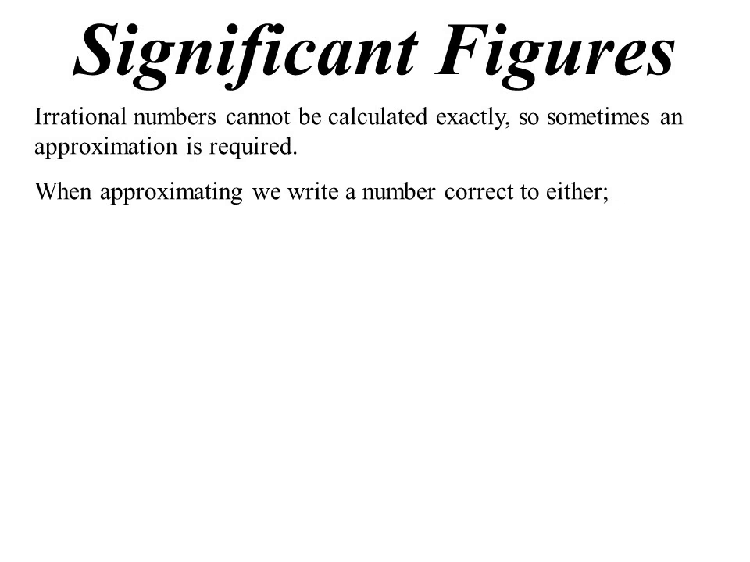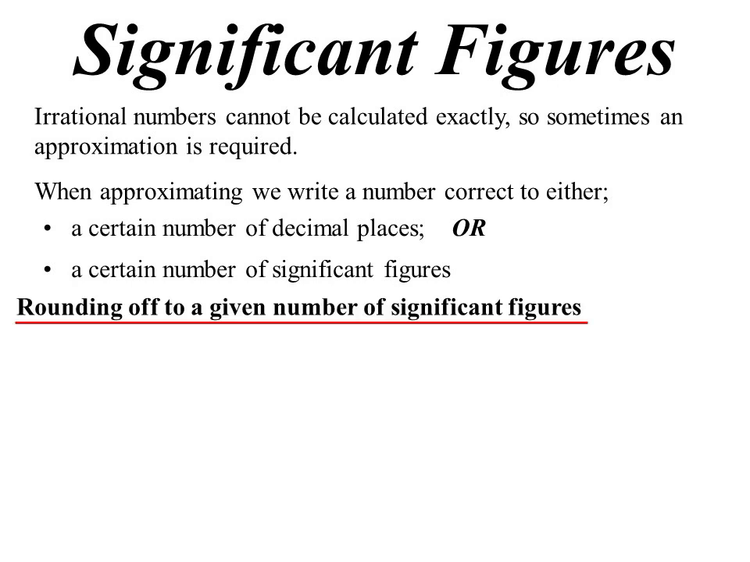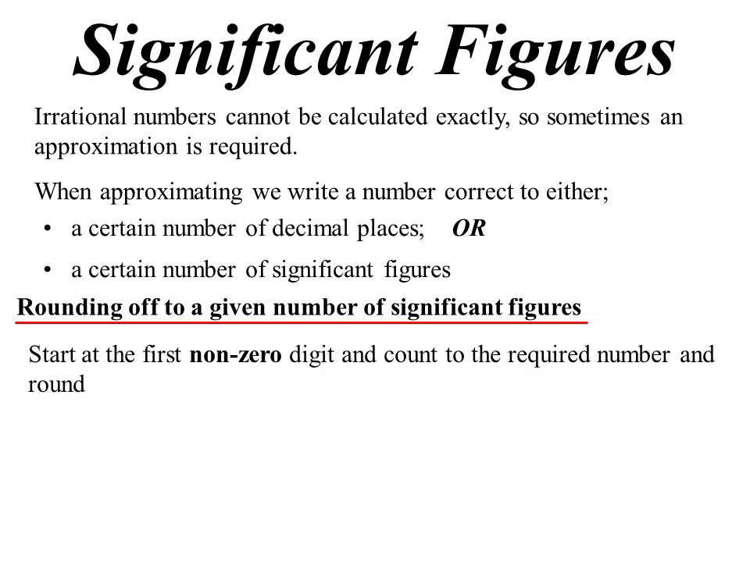So when approximating a number, we could write it to a certain number of decimal places. That's usually the easiest way of doing it. However, in science, that's probably not the best way of doing it. Significant figures is probably a better way of doing it. So we would prefer a certain number of significant figures in scientific things. How do you round off? Well, it's exactly the same. But the only difference is, instead of starting at the decimal point, you start at the first non-zero digit and then count the required number.